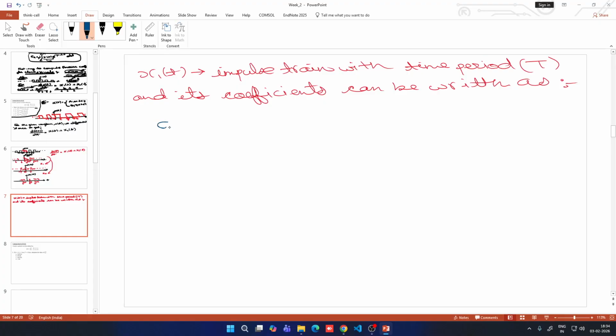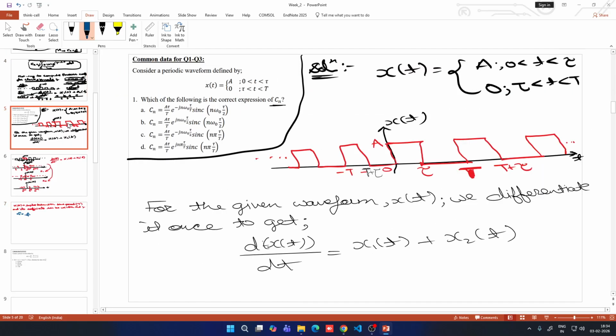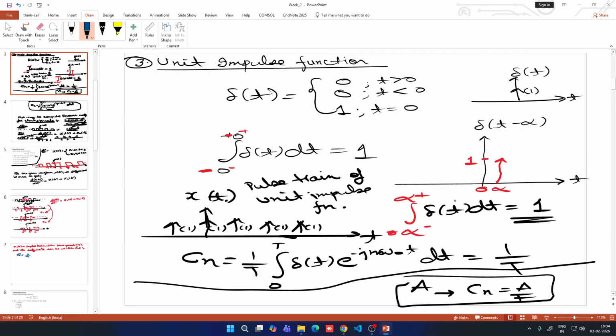So this should be C1 or C1n, and in the subscript we are writing 1 because it's a first order differentiation. So it is given by A of t. So that's what I was discussing here. Cn is 1 by t in case of unit impulse function. If it is an impulse function with some amplitude a, Cn will be a by t.